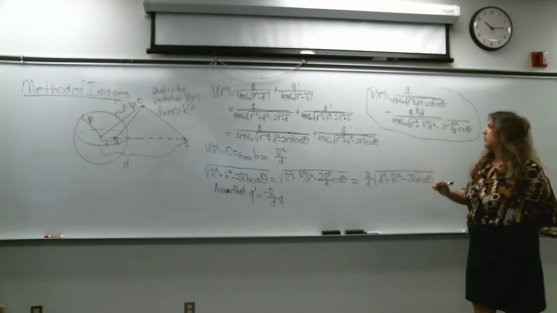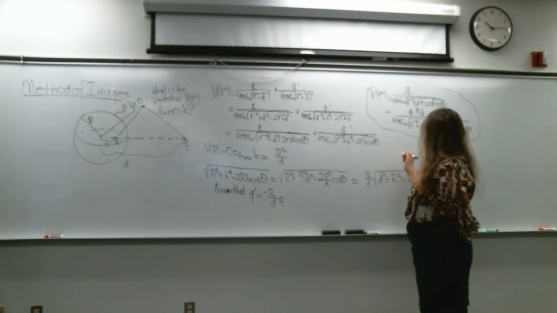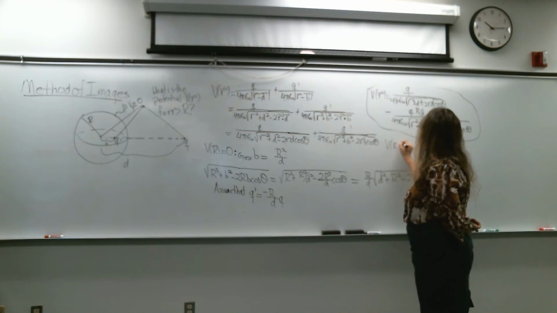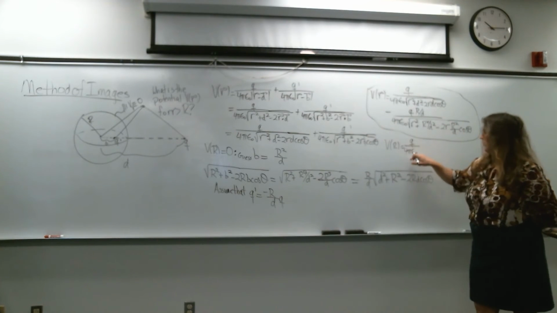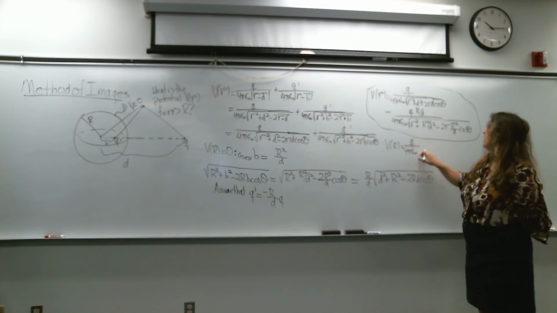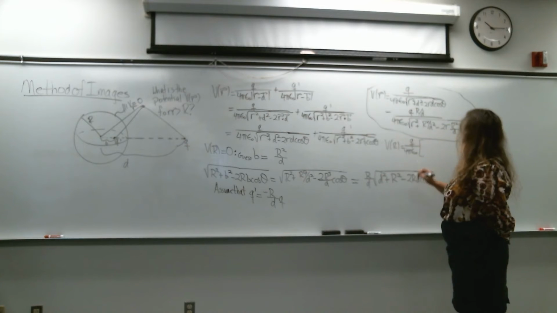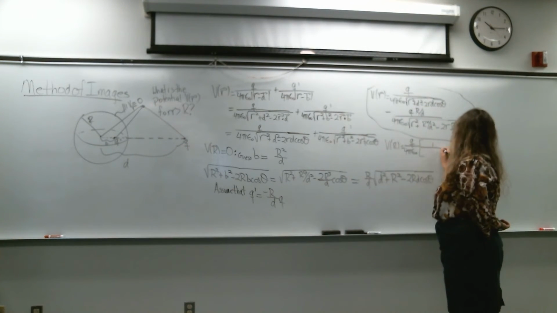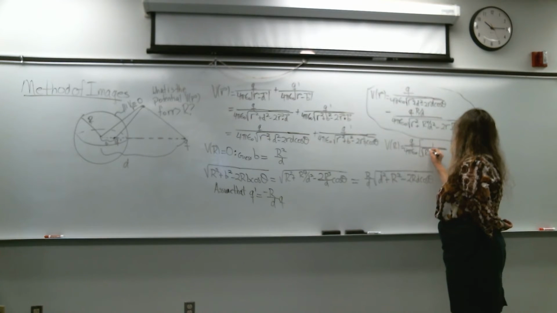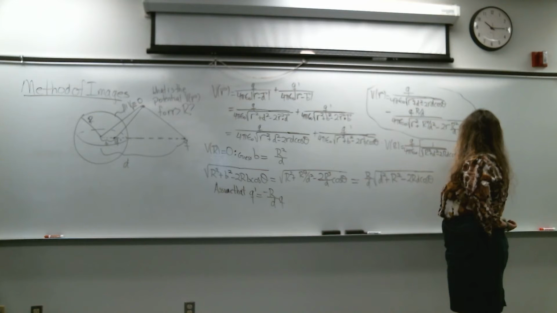So let me just plug in numbers just as a check. V as a function of r. I'll pull q over 4 pi epsilon naught out because both terms have that factor in common. So the first will be 1 over the square root of big R squared plus d squared minus 2 big R d cosine theta.